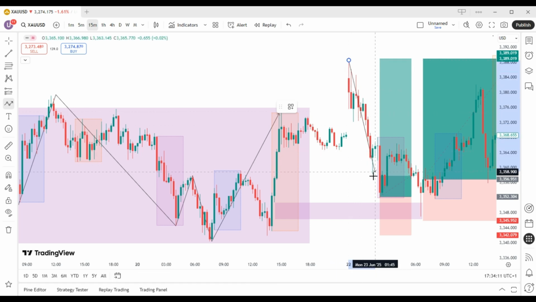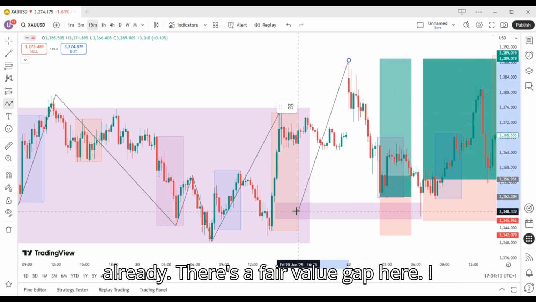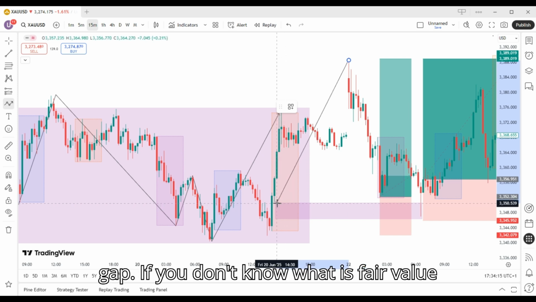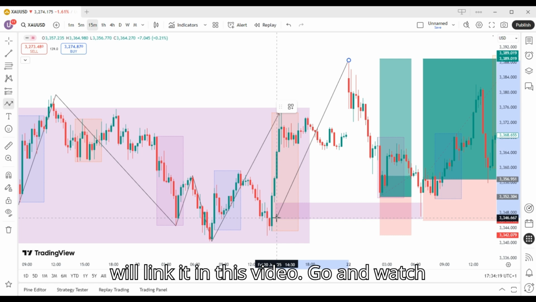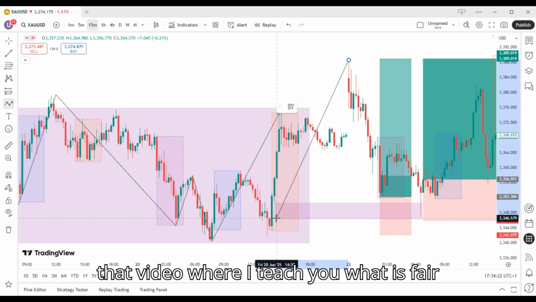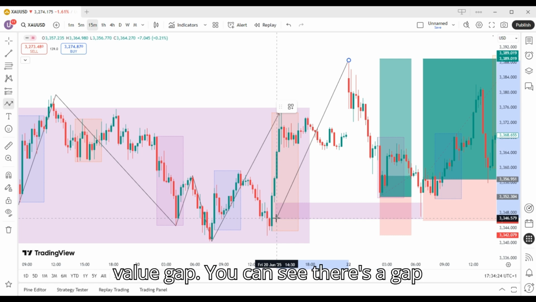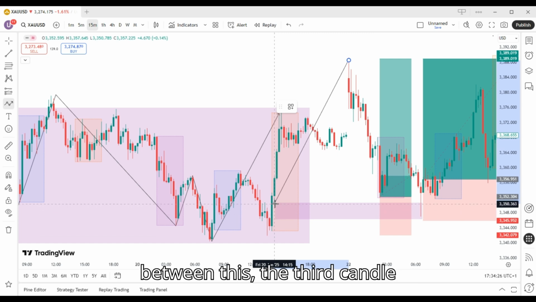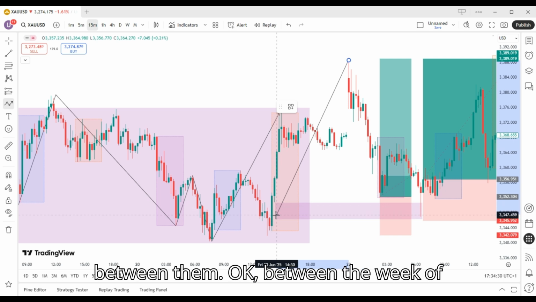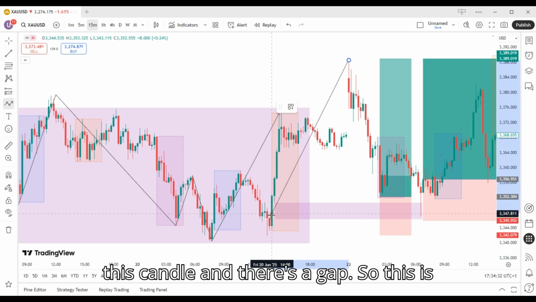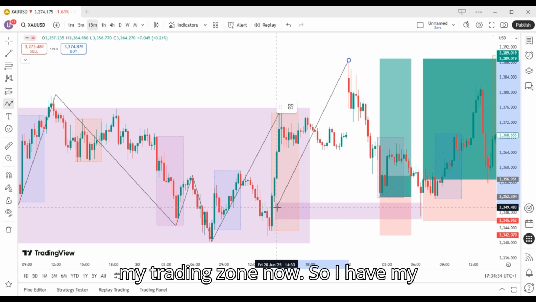Already there's a fair value gap here. You can see it here. If you don't know what a fair value gap is, there's a video on my channel. I will link it in this video. Go and watch that video where I teach you what a fair value gap is. You can see there's a gap between the third candle and the first candle, between the wick of this candle and that one. So this is my trading zone now.